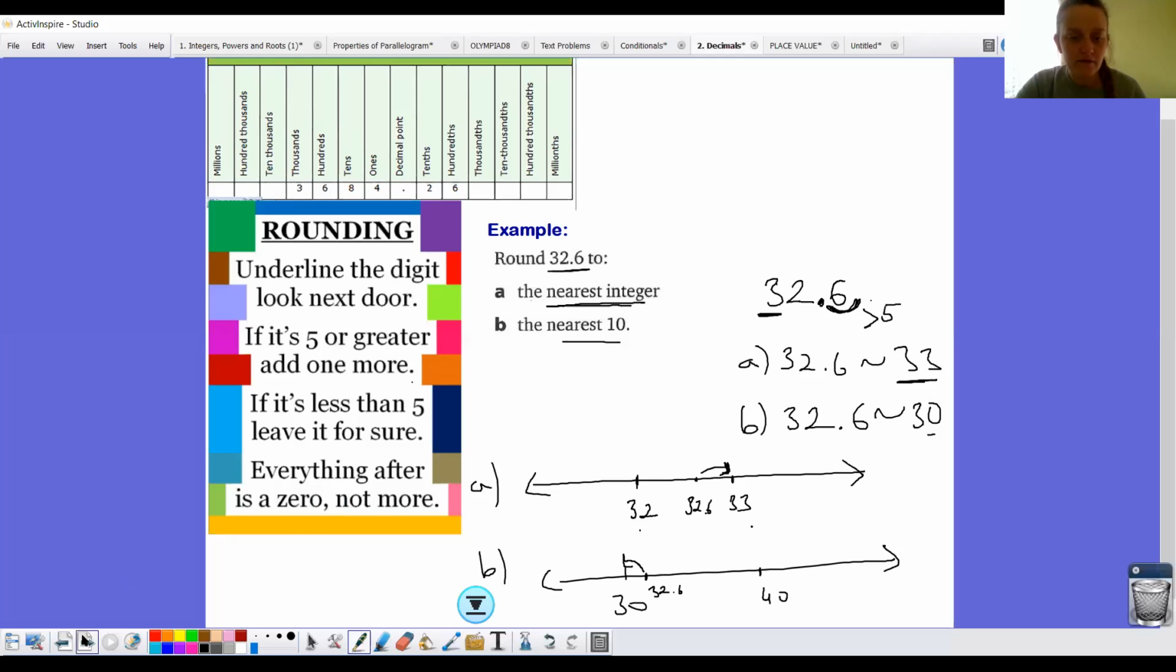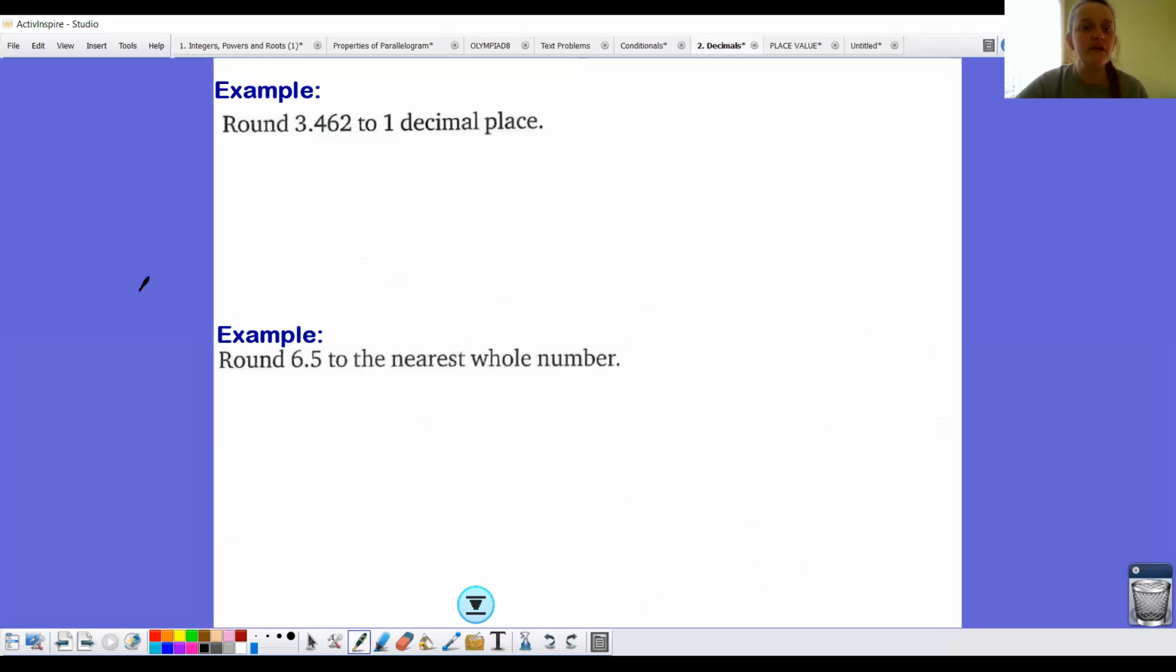Now let's see what we have here. It says round 3.462 to 1 decimal place. So we'll check the decimal. 3.4. You could just say it's 3.4. 3.46. So decimal place. Or we can say it's 3.4.